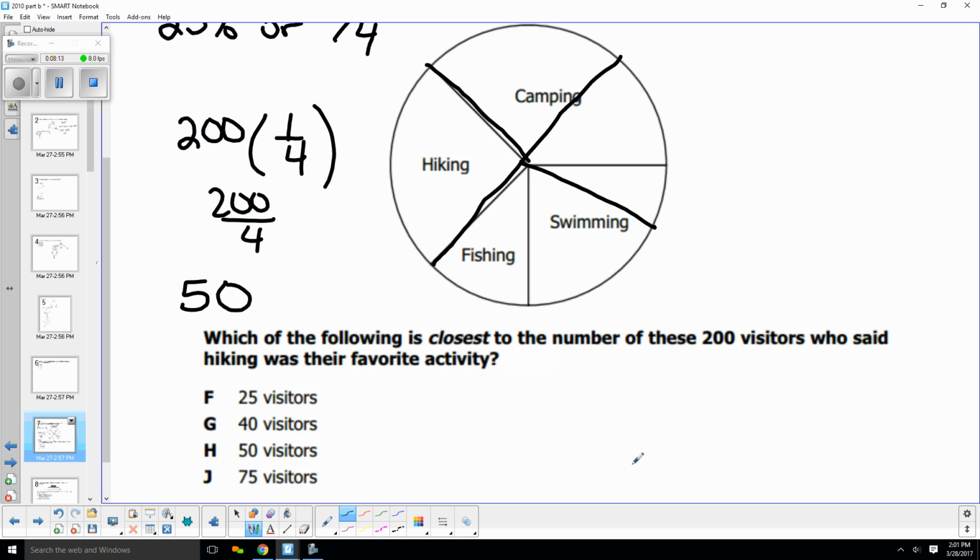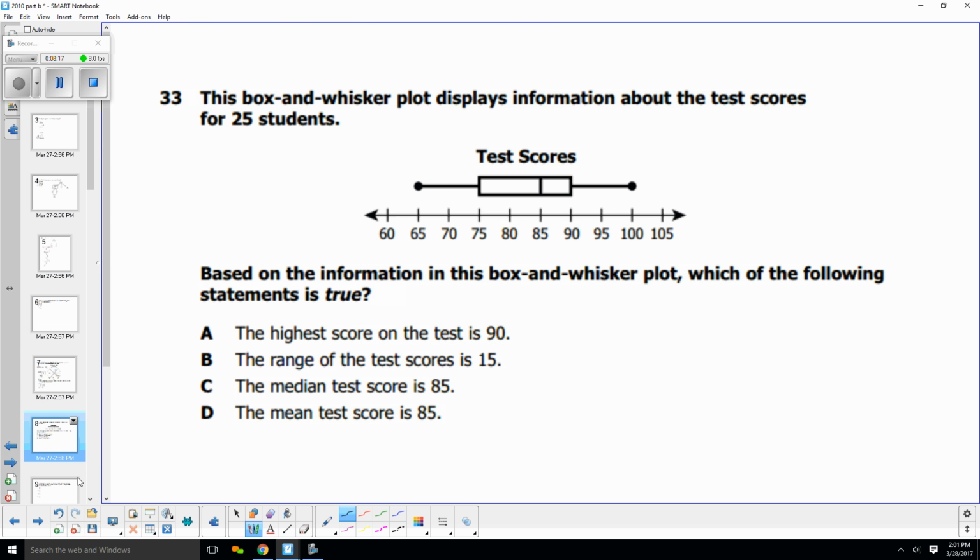You open that second window. You should just have to open it up. Number 33 is a box and whiskers plot. Now, you're not going to have to know anything about a box and whiskers plot this year. Next year, you probably will, but not this year.